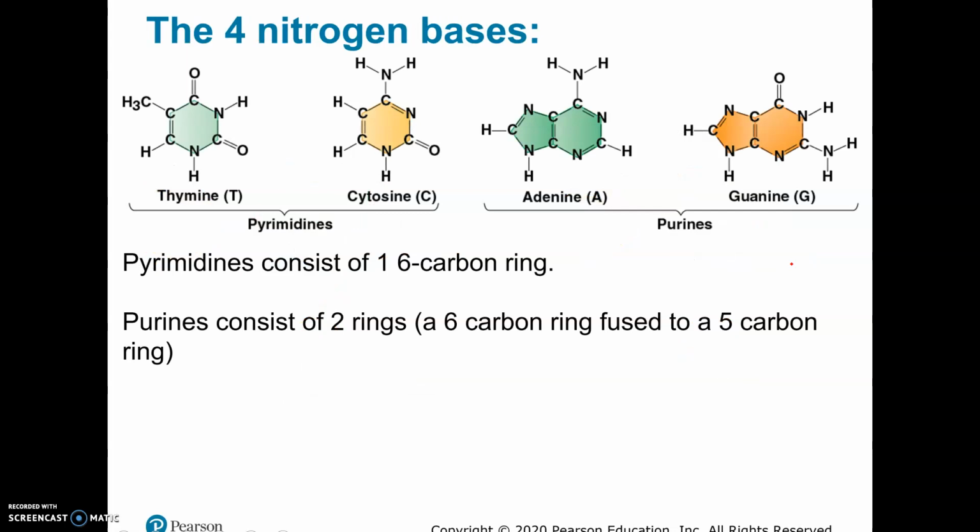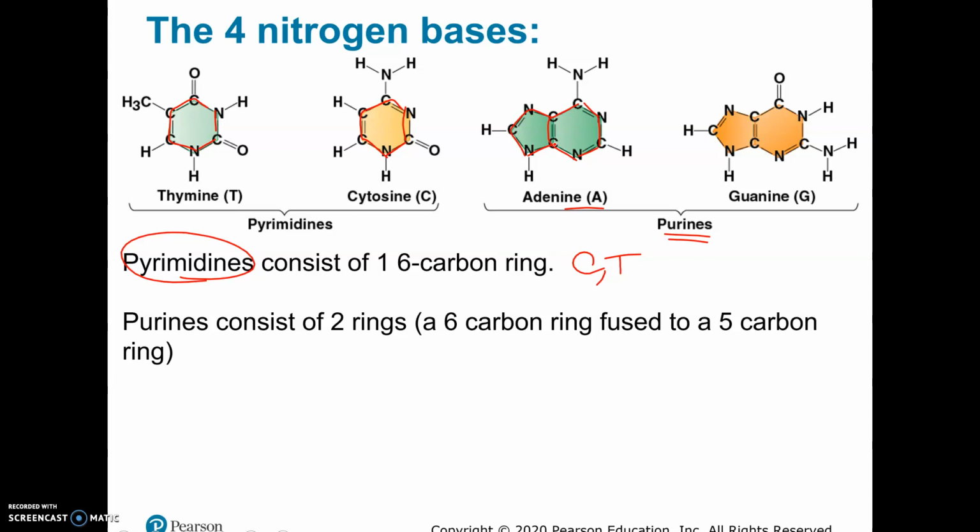Now, it turns out those four bases are different from each other. If the base consists of a single ring, so see how thymine, it's just one ring, one hexagon, and cytosine also one hexagon? Those are called pyrimidines. So thymine and cytosine are pyrimidines, C and T. A and G, adenine and guanine, are actually called purines, and purines have two rings. It's like a double ring, like two rings sort of fused together. And you'll see a picture of this later when we see how all of this comes together.